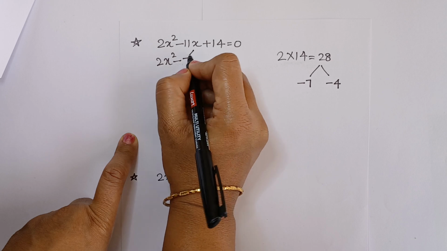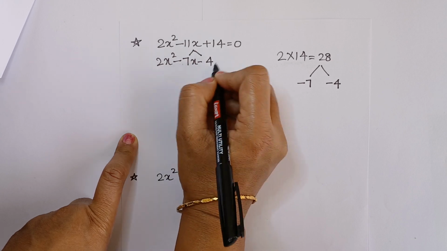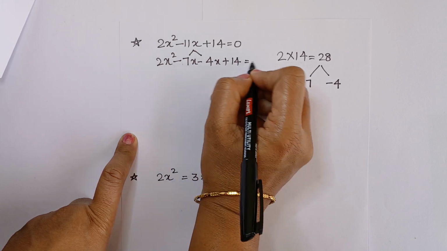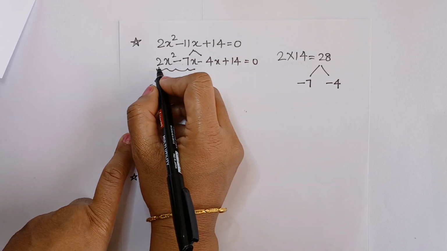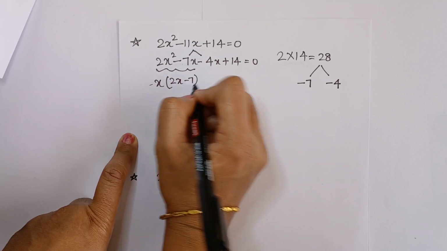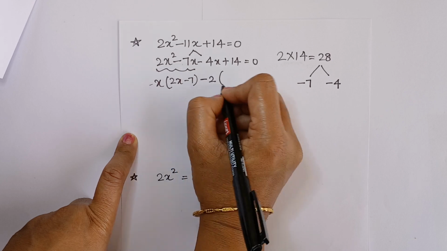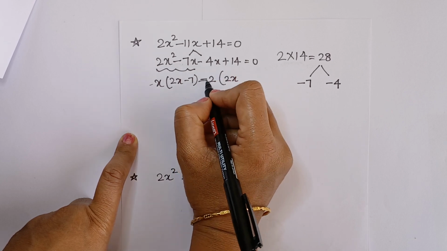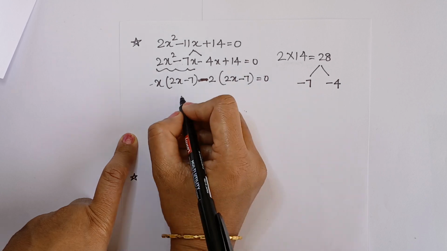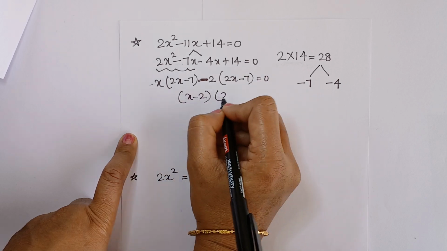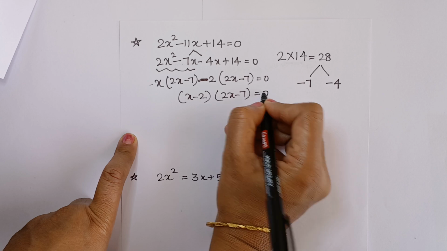So I have split this as minus 7x minus 4x. So from here also I will take x common, because x is common. So I will have 2x minus 7. From these two I will take minus 2 common. I will have 2x, and as minus is there, this sign will change, plus will become minus again. So I will have the factor as x minus 2, 2x minus 7 is equal to 0.